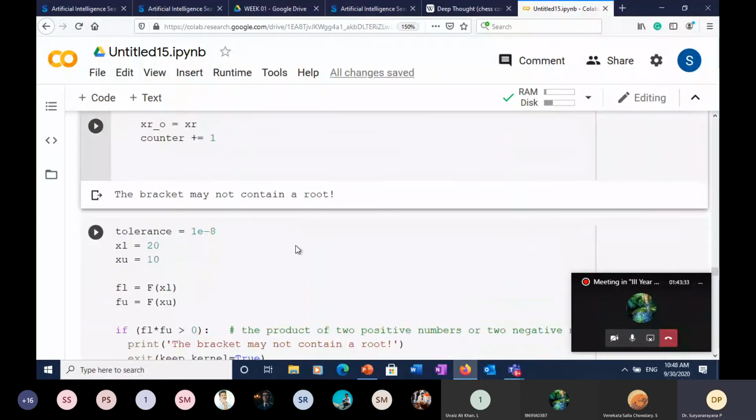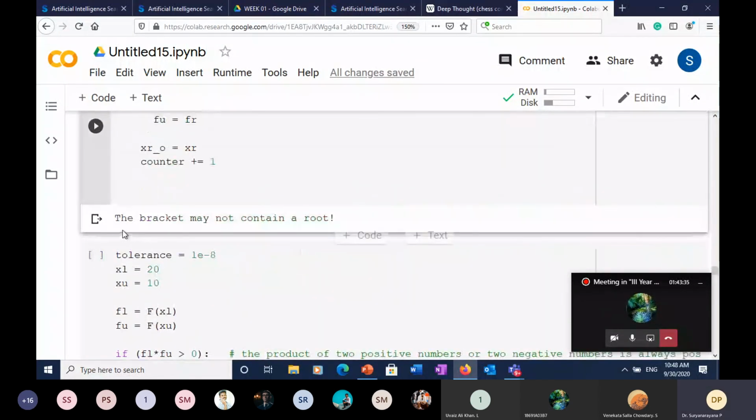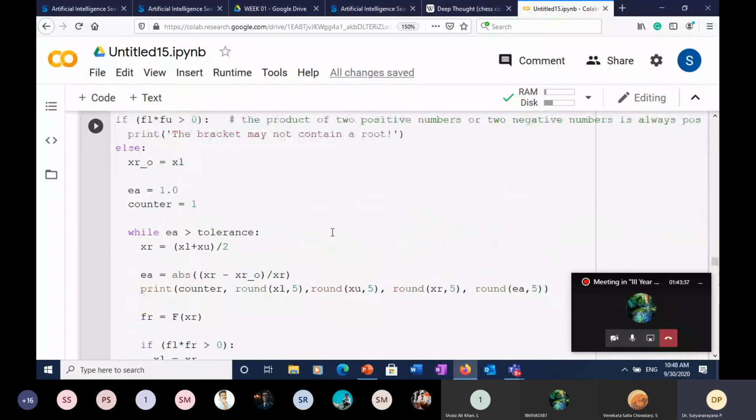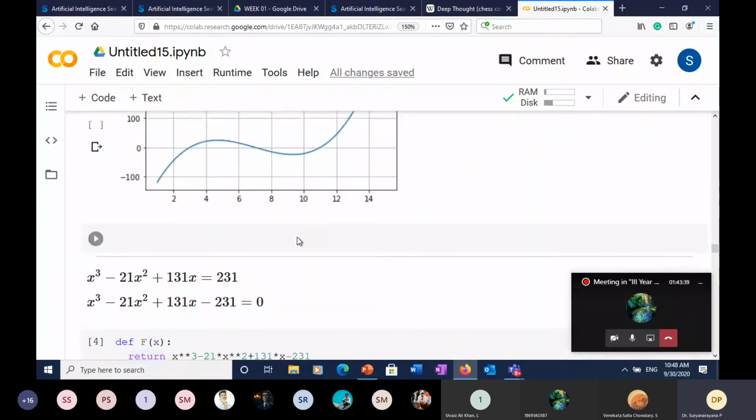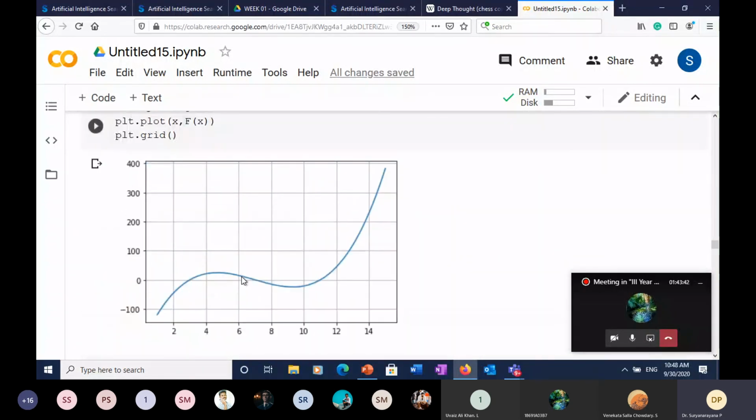See, when we try to run this, it will say the bracket may not contain the root with 2 and 8. The reason is, even though there are two roots, generally speaking, when we have an even number of roots in a bracket, then the ends of the bracket will both have the same sign. If there are an odd number of roots, like one root, then the bracket will have opposite signs. Two roots, the bracket will have the same sign.